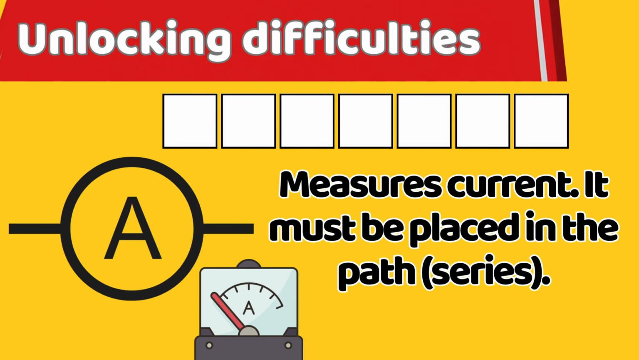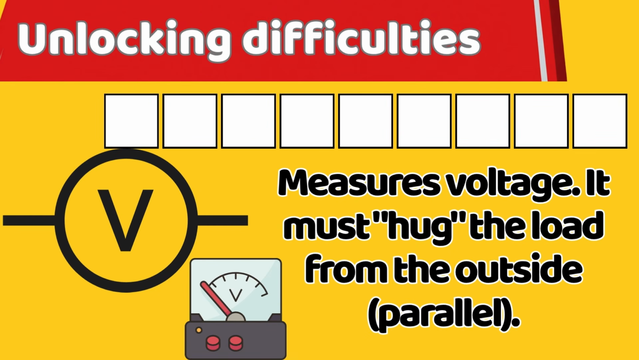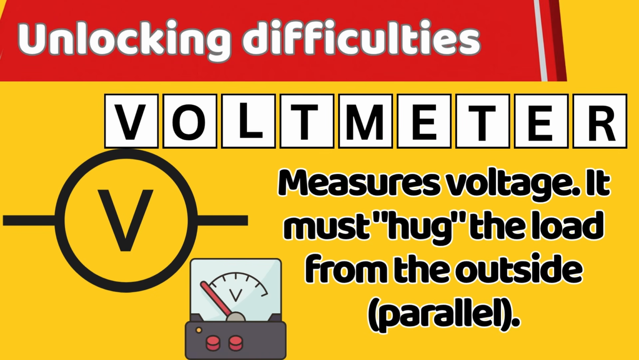Next, it measures current. It must be placed in the path or series. So the answer is ammeter. Next, it measures voltage. It must hug the load from the outside or be connected in a parallel connection. So the answer is voltmeter.